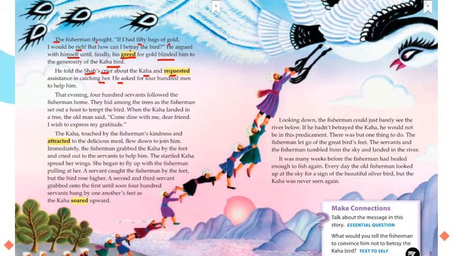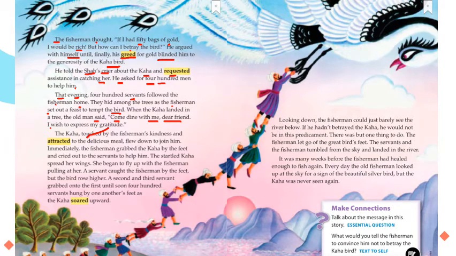He asked for 400 men to help him. That evening, 400 servants followed the fisherman home. They hid among the trees as the fisherman set out a feast to tempt the bird. When the kaha landed in a tree, the old man said, "Come dine with me, dear friend. I wish to express my gratitude."